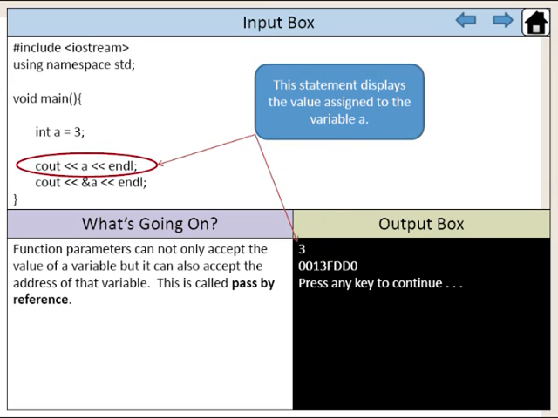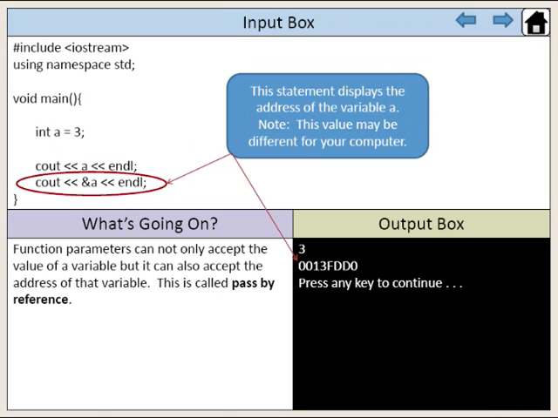This statement displays the value assigned to the variable a. This statement displays the address of the variable a. Note, this value may be different for your computer.